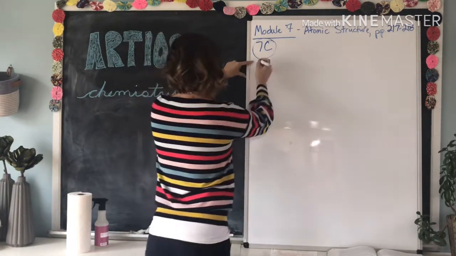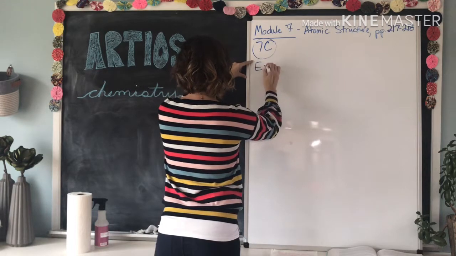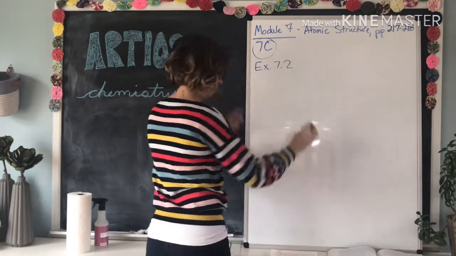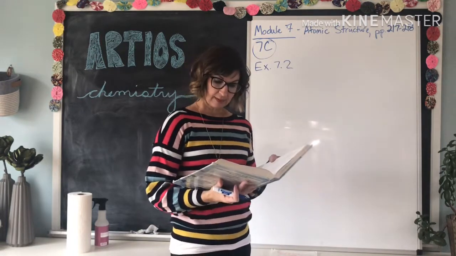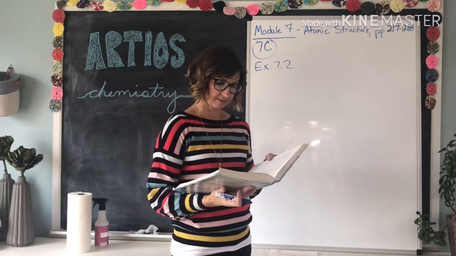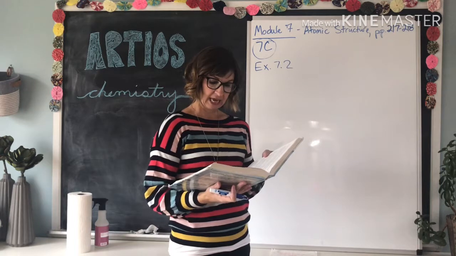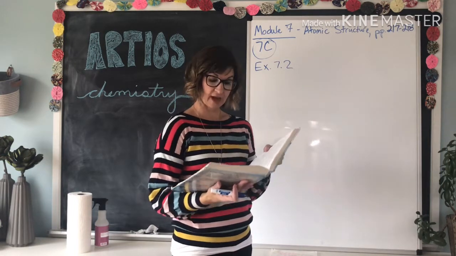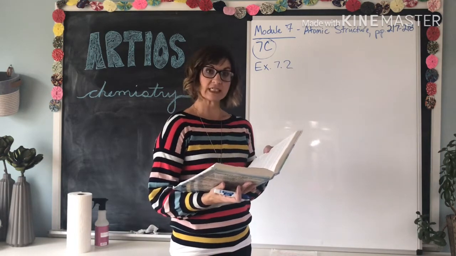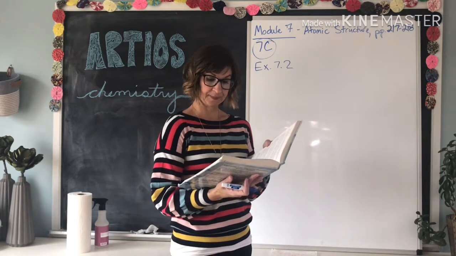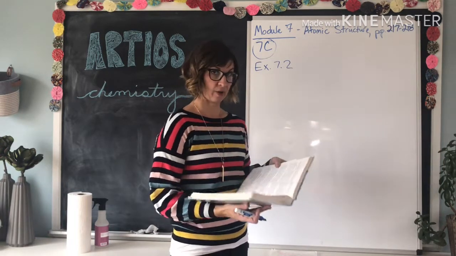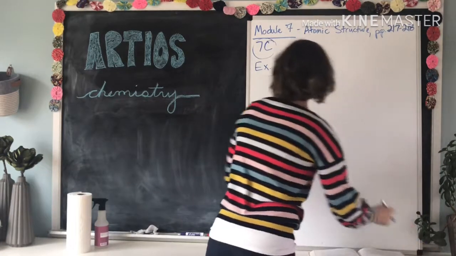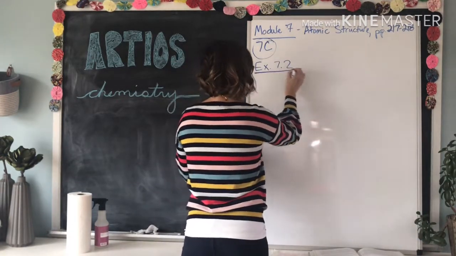Okay, so example 7.2 is where we're starting, and this is on page 217. Example 2 says, a violet light wave has a wavelength of 405 nanometers. What is its frequency? And then it gives us the speed of light there, and it also tells us what nano means.